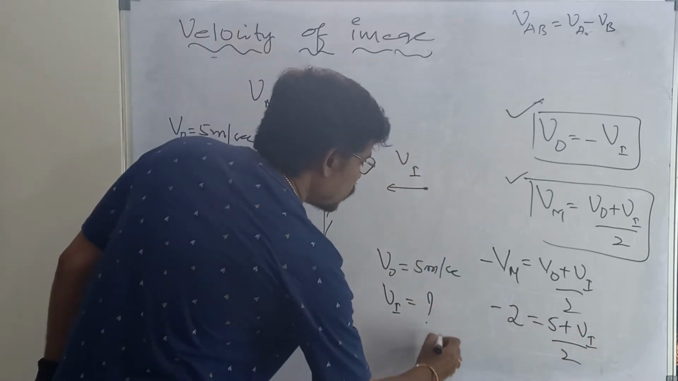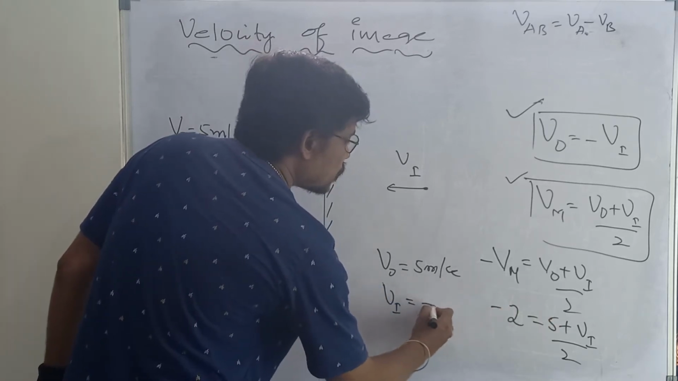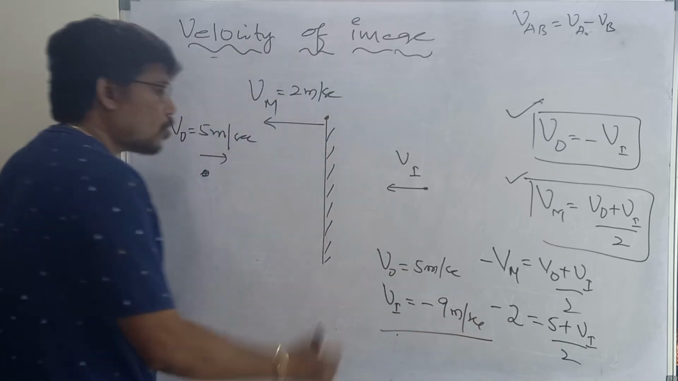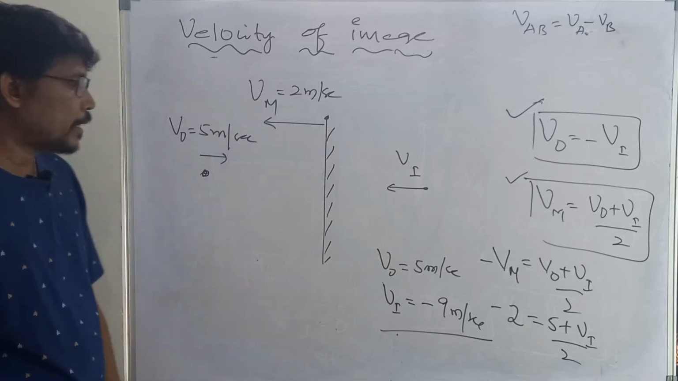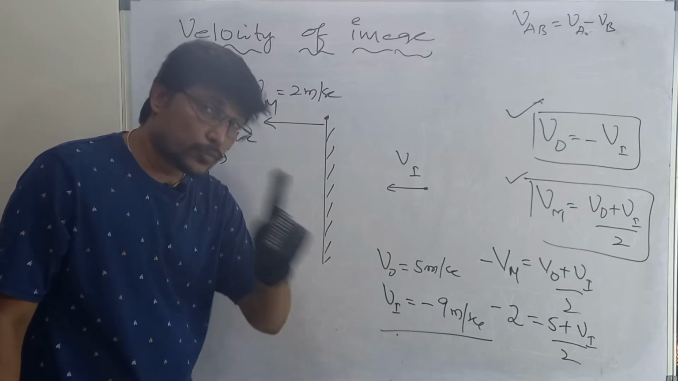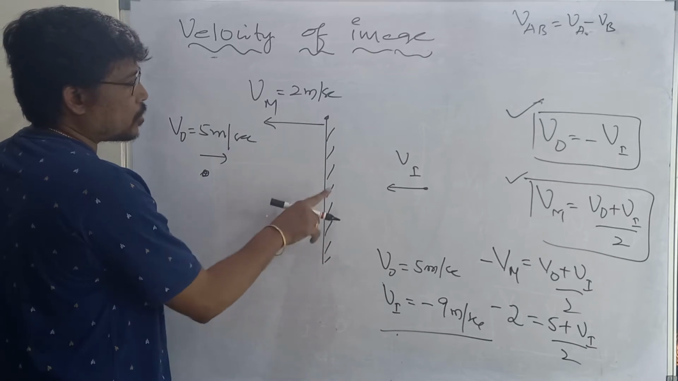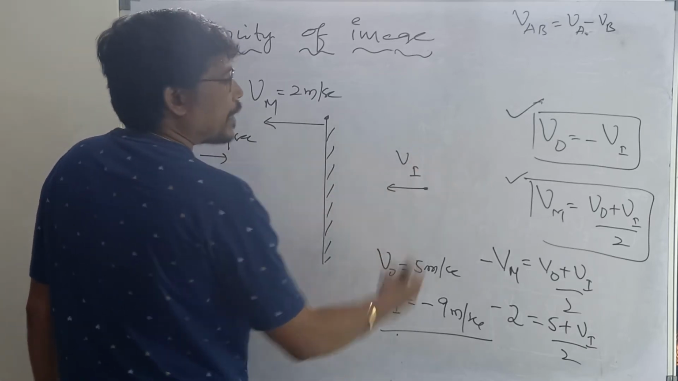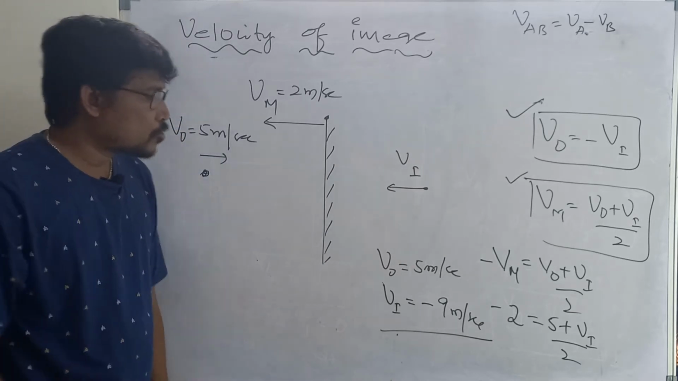So what is the velocity of the image in this case? It is simply minus 9 meter per second. So if the mirror moves with a speed of 2 meter per second, then the velocity of the image is minus 9 meter per second. If the velocity of the mirror is 0, that is, at rest, then the velocity of the image is equal to minus 5 meter per second, right? I hope you understand. Please copy.